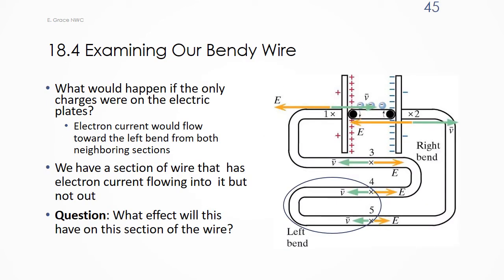What would happen if the only charges were on the electric plates? Then the electric current would flow towards the left bend from both neighboring sections. So you'd have electrons going in both directions, and then your current would stop because you have a section where you've got current flowing in but not going out. But what would happen to this section of the wire?